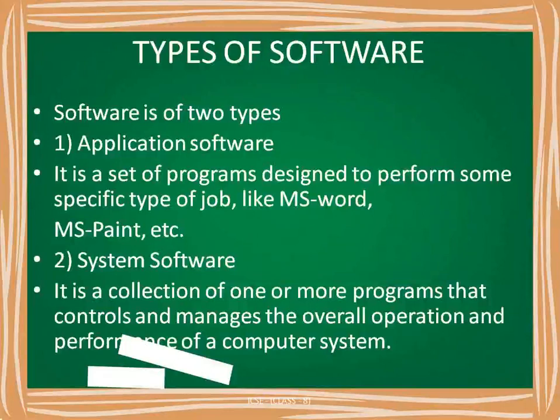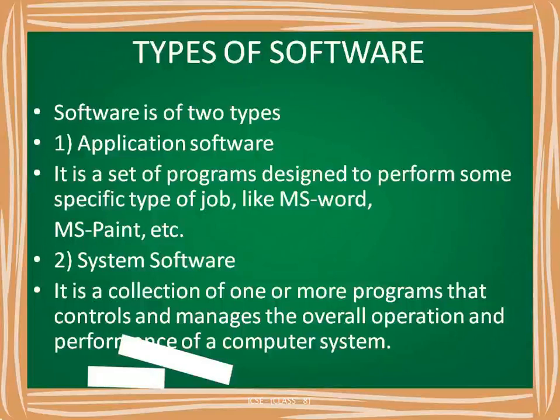For example, take MS Word. MS Word is word processing software. That software is designed to perform the work related to word processing. Next, MS Paint. This software is designed only for painting. Next, a music player, take the example of VLC player. The job of VLC player is only to play music and videos. Those applications are doing a specific work, a specific task. So that is application software.